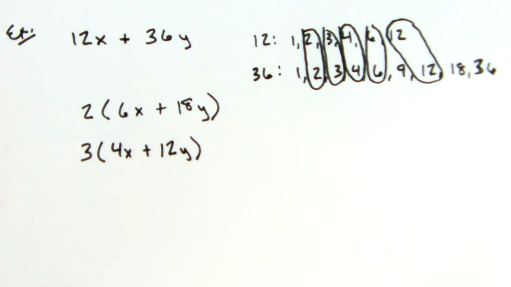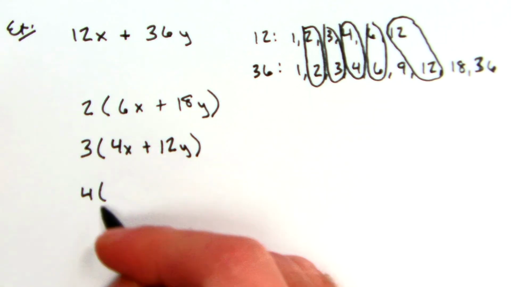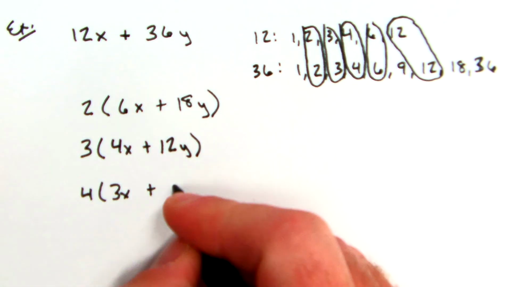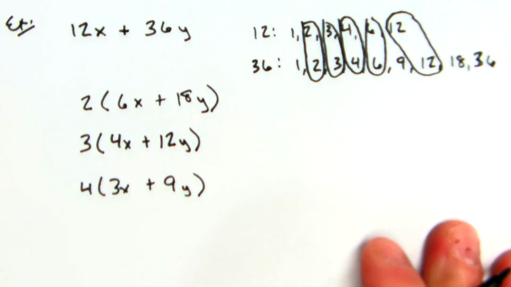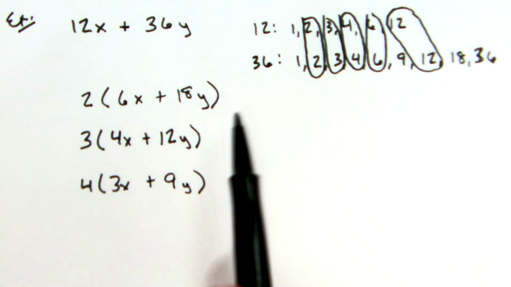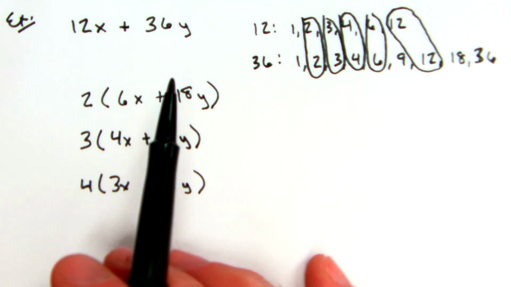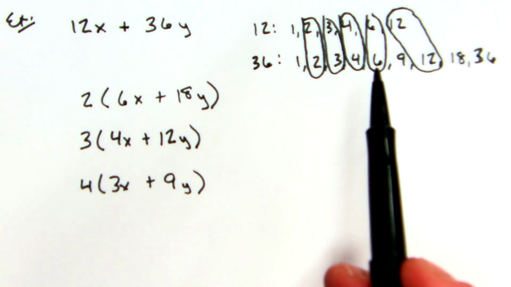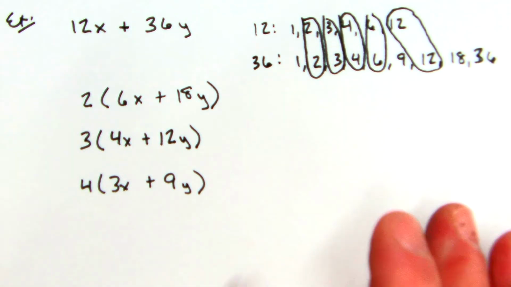Let's use the 4. 4 times what gets you 12? Well, that'd be a 3, so 3x. 4 times what gets you 36? 9, so 9y. So all of these are equivalent. Okay? They don't look exactly the same, so they're not identical, but they get you the same outcome. And you could continue on with writing it using the 6 and the 12 as well.